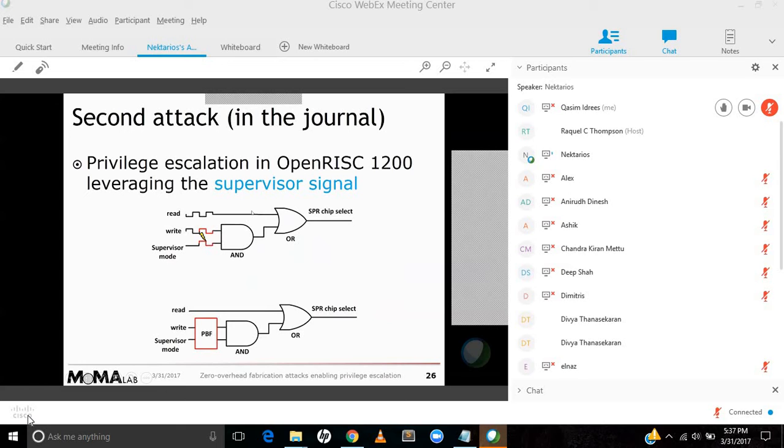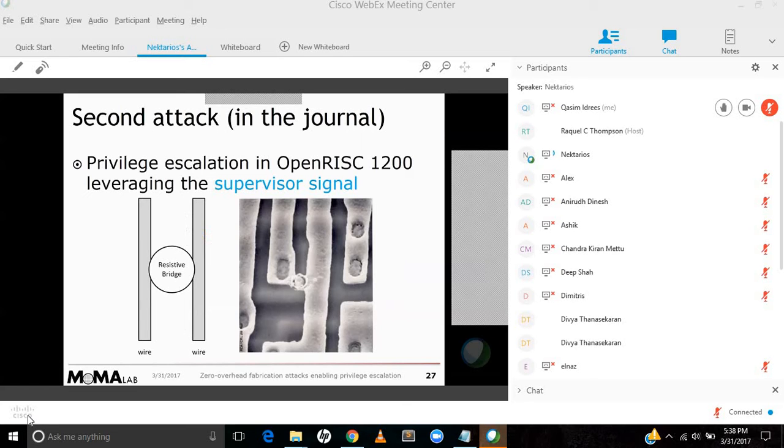And this combinational logic controls the value that's written in that register. So if we can put a fault at the wafer between those two wires, between the supervisor mode and a write signal, then the write signal essentially dominates the selection of the end gate. And what happens is, even though the processor is not in supervisor mode, we are actually triggering supervisor mode by sending a write signal to that register. And here's how this happens.